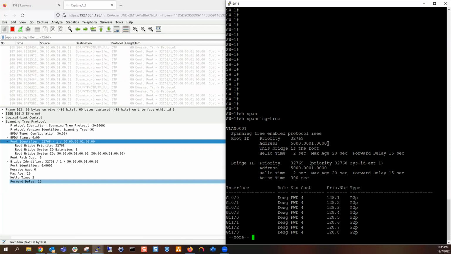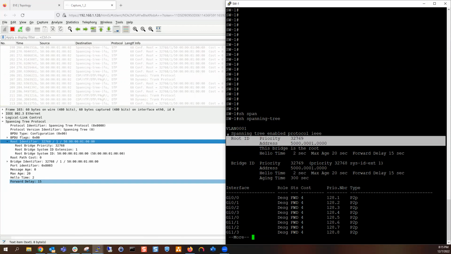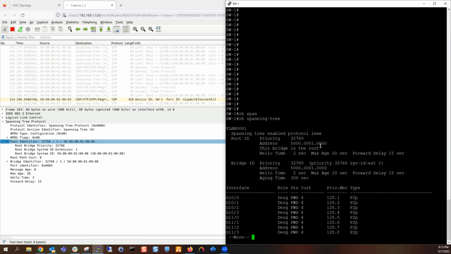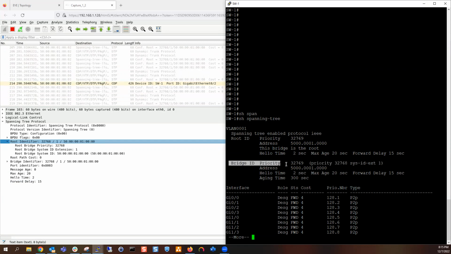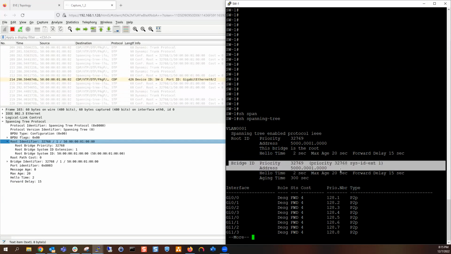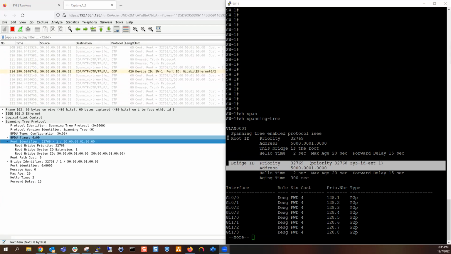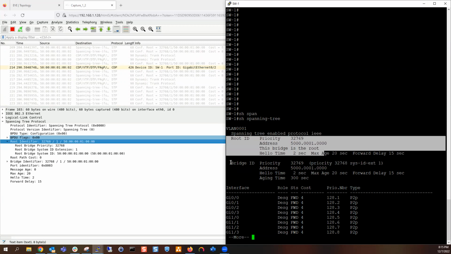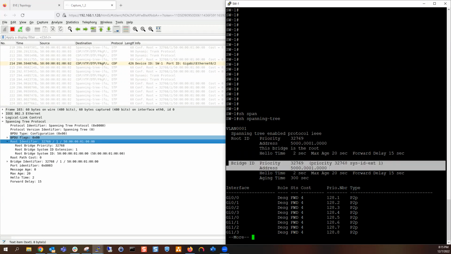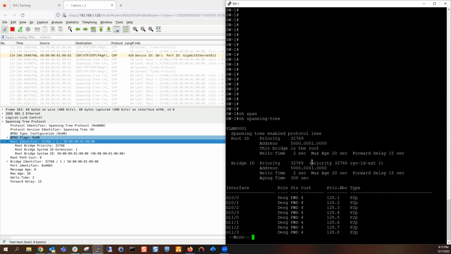And we're going to see the MAC address. These two things count as the bridge ID. And of course, you see it here, the bridge ID for this switch. If you ever run a show spanning-tree, first it's going to show you the root bridge ID, but it's also going to show you your own bridge ID.